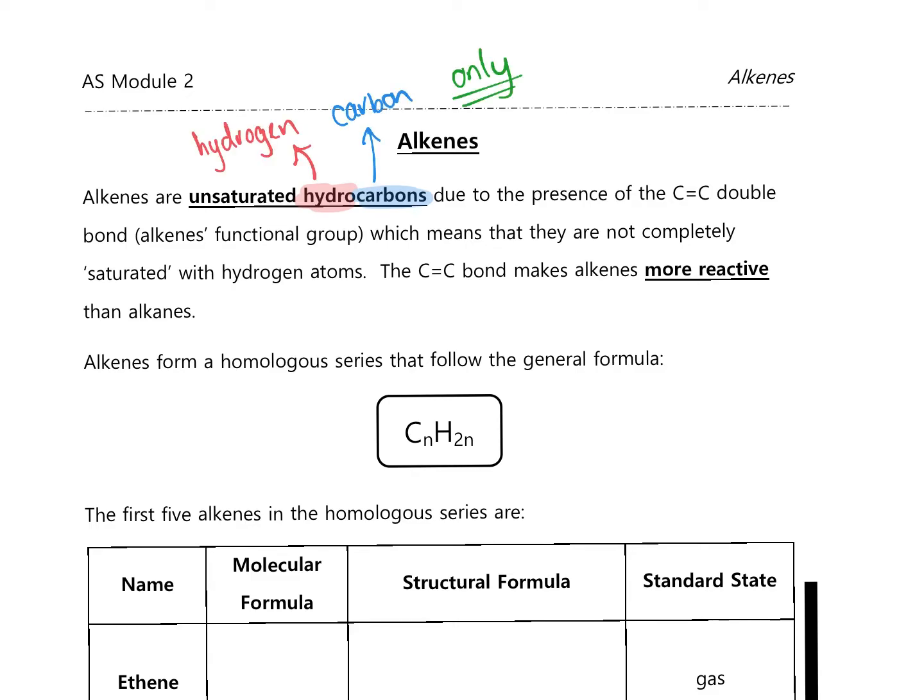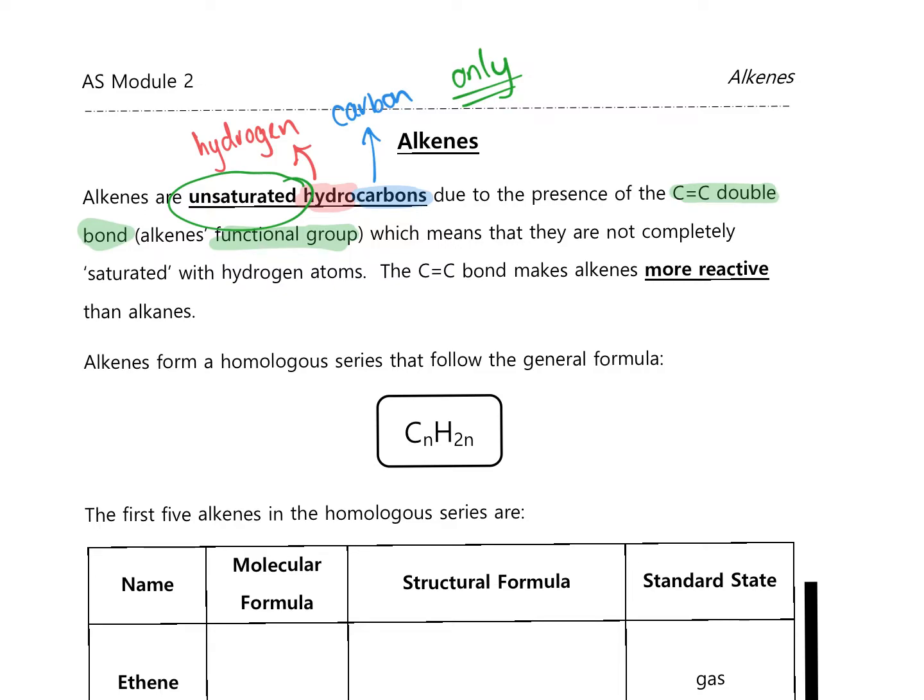But one way that alkenes differ from alkanes is that they're unsaturated. And that's because they contain carbon-carbon double bonds. So in other words, at least one double bond between two of the carbon atoms within the chain. And that's what we call the alkene's functional group. So the functional group is the carbon-carbon double bond. And that means they're not completely saturated with hydrogen atoms.